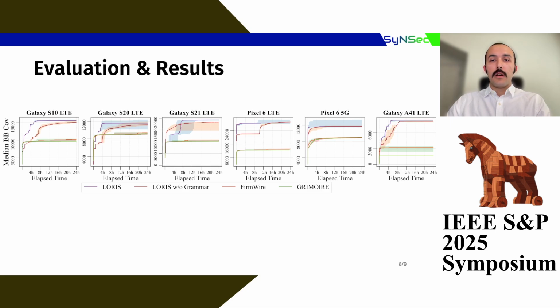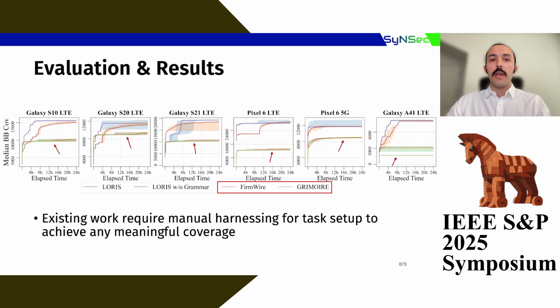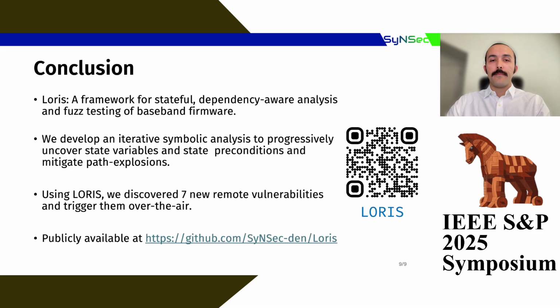In the basic block coverage figure here, you can see that LORIS consistently outperforms both Firmware and Grimoire, even though those tools can rely on manual harnessing to reach meaningful coverage. Interestingly, even without grammar support, LORIS still reaches similar coverage, though it takes more time.